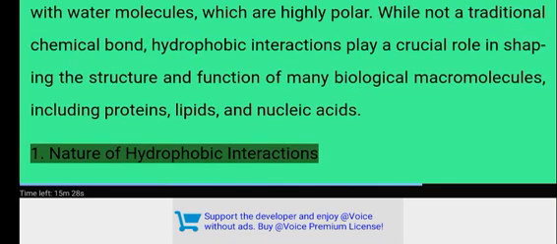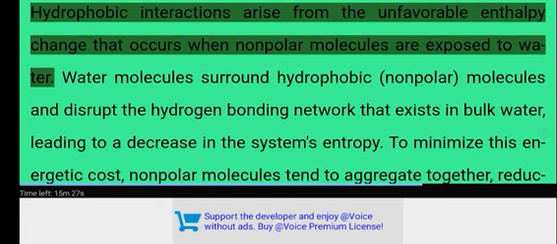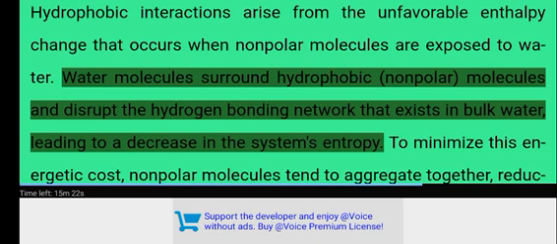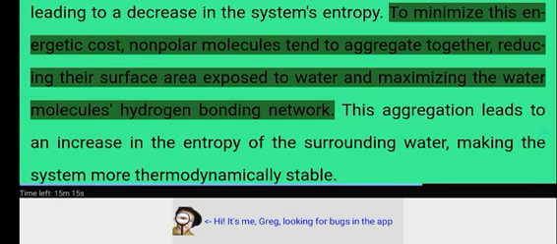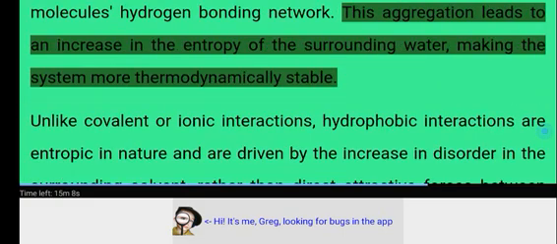1. Nature of hydrophobic interactions. Hydrophobic interactions arise from the unfavorable enthalpy change that occurs when nonpolar molecules are exposed to water. Water molecules surround hydrophobic nonpolar molecules and disrupt the hydrogen bonding network that exists in bulk water, leading to a decrease in the system's entropy. To minimize this energetic cost, nonpolar molecules tend to aggregate together, reducing their surface area exposed to water and maximizing the water molecules' hydrogen bonding network. This aggregation leads to an increase in the entropy of the surrounding water, making the system more thermodynamically stable.